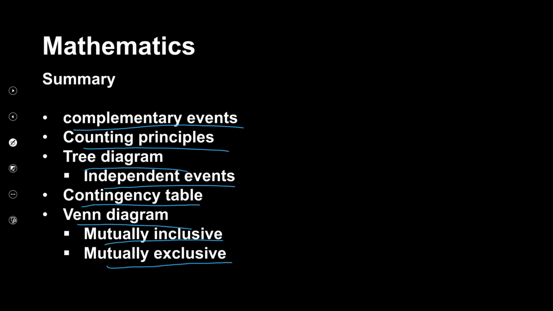So this is what we looked at: complementary events, counting principle, tree diagram, independent events, contingency table, Venn diagram, mutually exclusive and mutually inclusive.